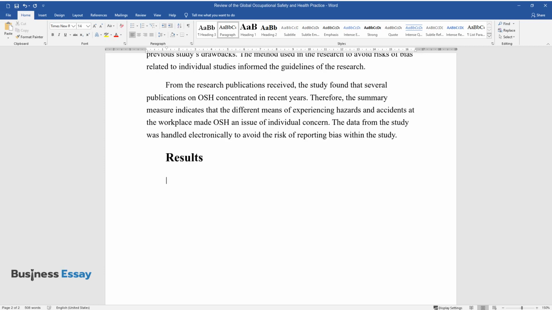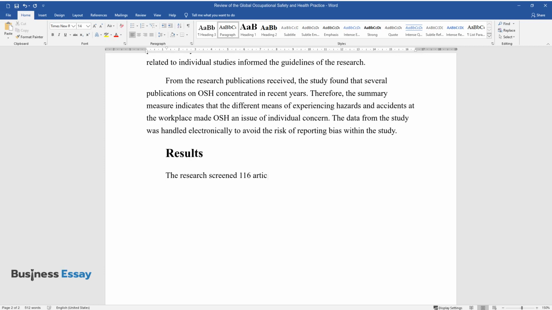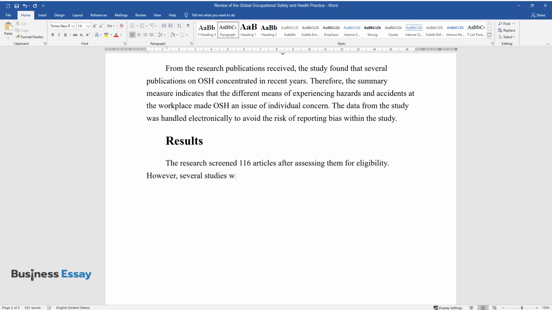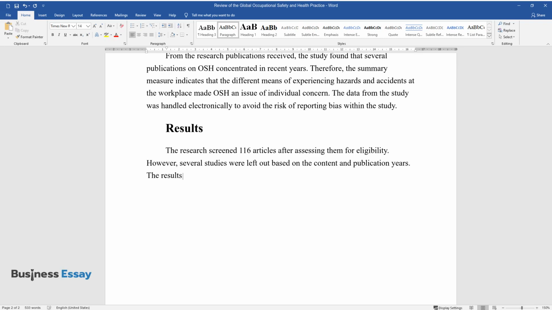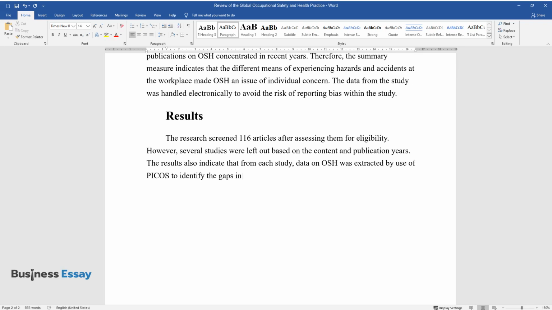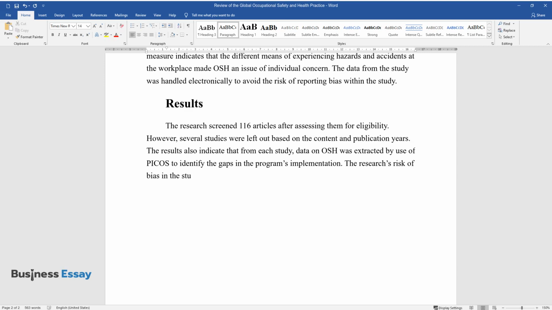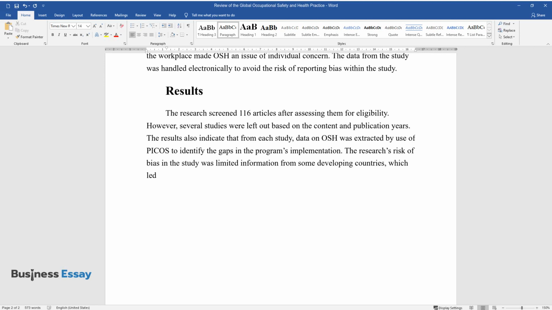Results. The research screened 116 articles after assessing them for eligibility. However, several studies were left out based on the content and publication years. The results also indicate that from each study, data on OSH was extracted by use of PICOS to identify the gaps in the program's implementation. The research's risk of bias in the study was limited information from some developing countries, which led to extrapolations.